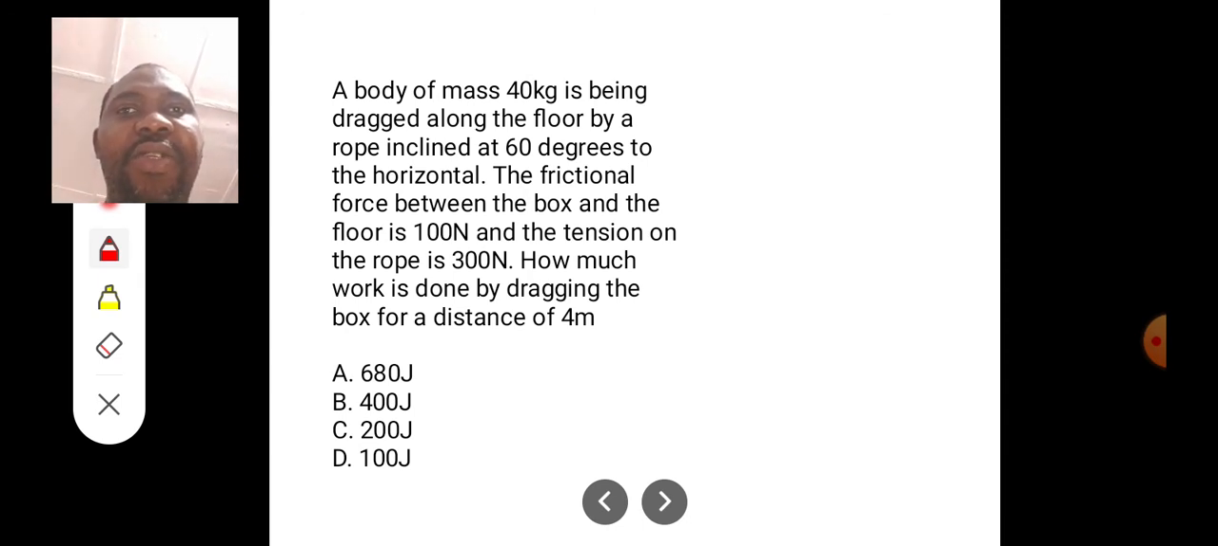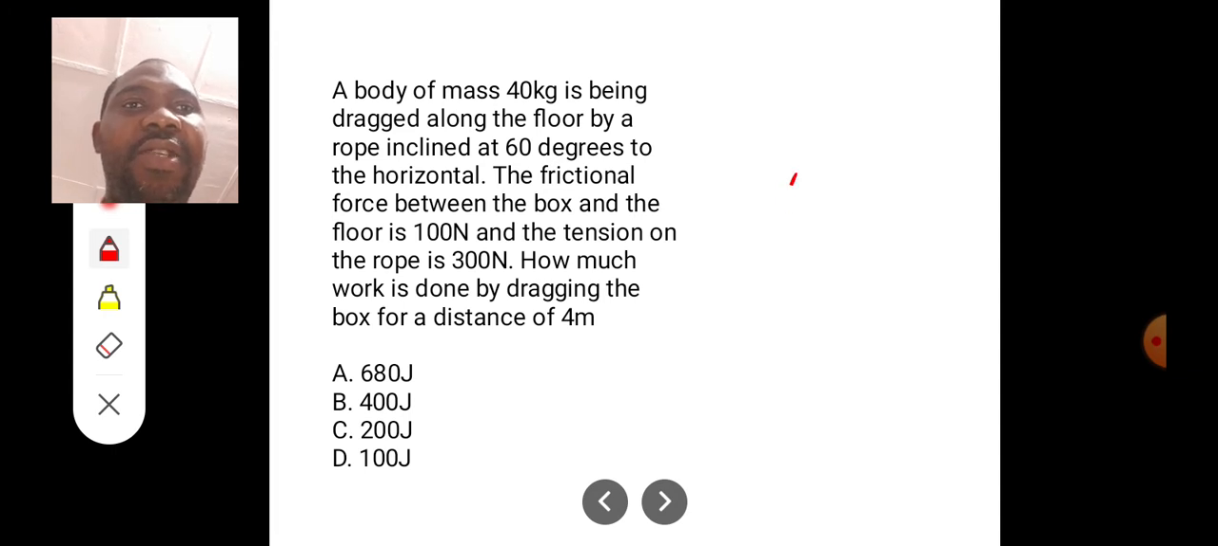Okay, so we see another question here. It's going to be question galore. It says a body of mass 40 kg is being dragged along the floor by a rope inclined at 60 degrees to the horizontal. So the rope is inclined at 60 degrees to the horizontal. The frictional force between the box and the floor is 100 newtons, and the tension on the rope is 300 newtons. So here there is a resultant force. How much work is done by dragging the box with a distance of 4 meters?